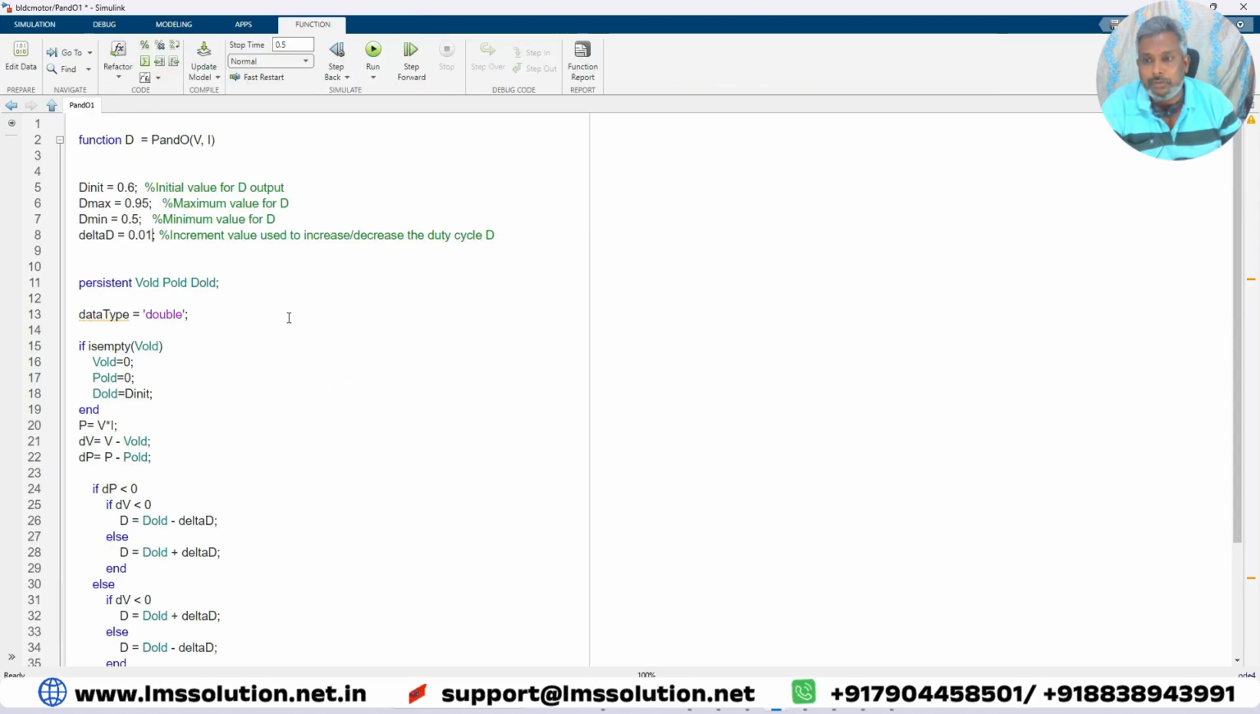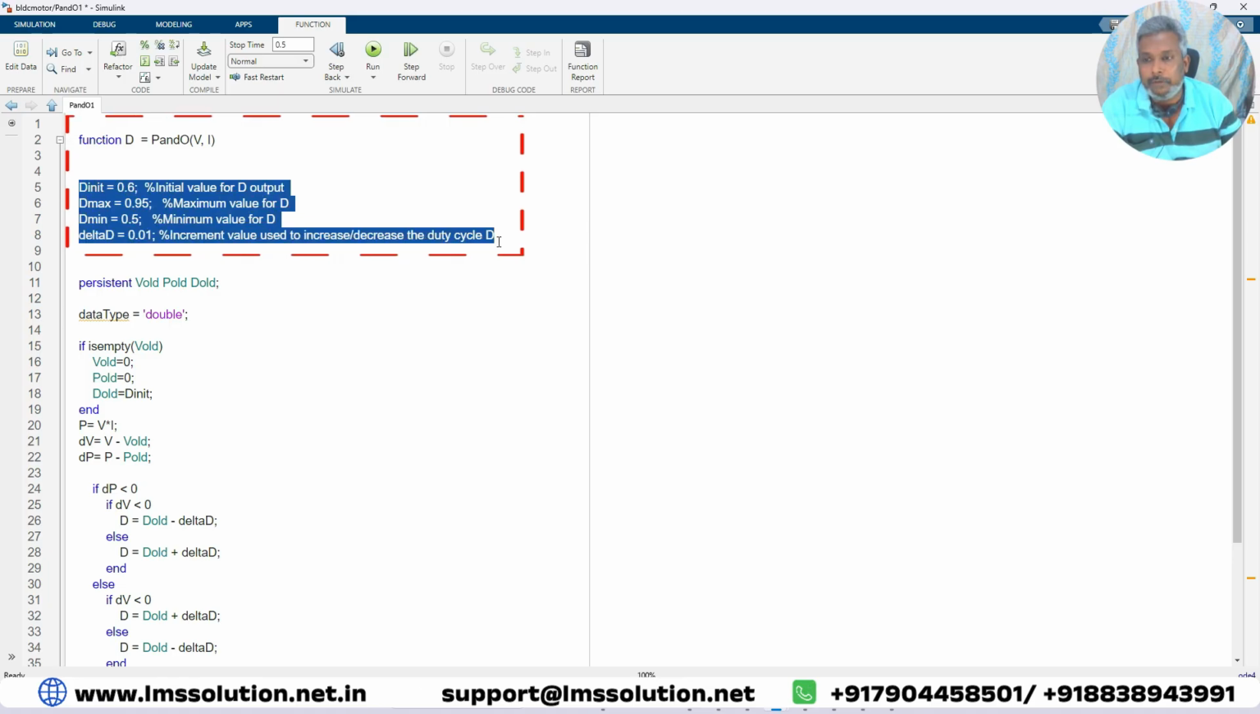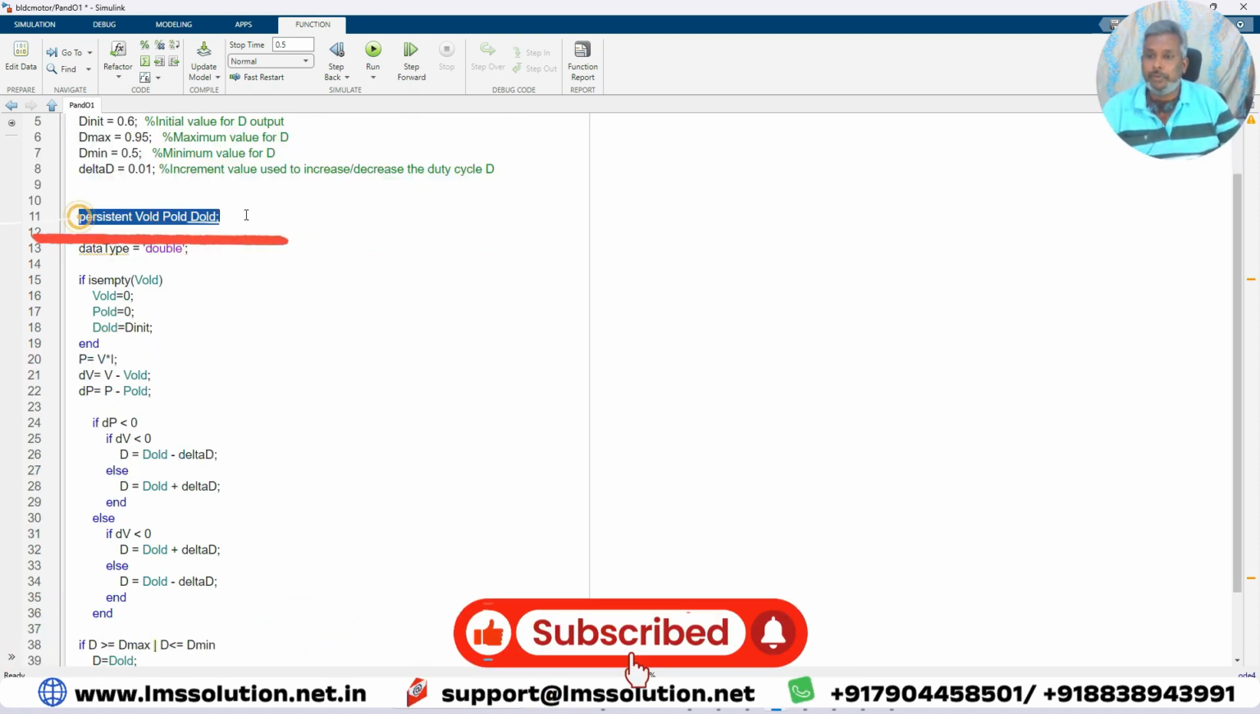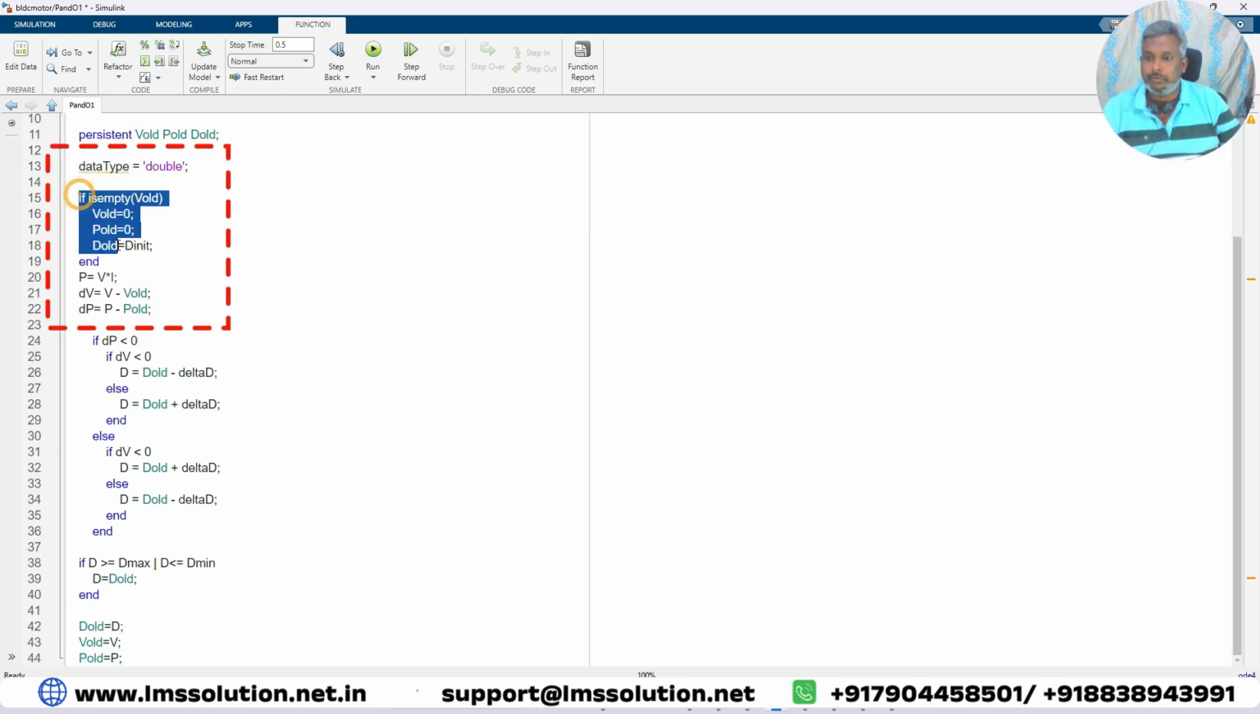When you go inside, this is the code for the P&O MPPT. Here we need to fix 4 parameters: initial duty cycle, maximum duty cycle, minimum duty cycle, and small change in duty cycle. Next you have to consider 3 more parameters like V volt, P volt and D volt, and initially you have to initialize those values to 0, 0 and D initial. V volt equal to 0, P volt equal to 0, D volt equal to D initial.